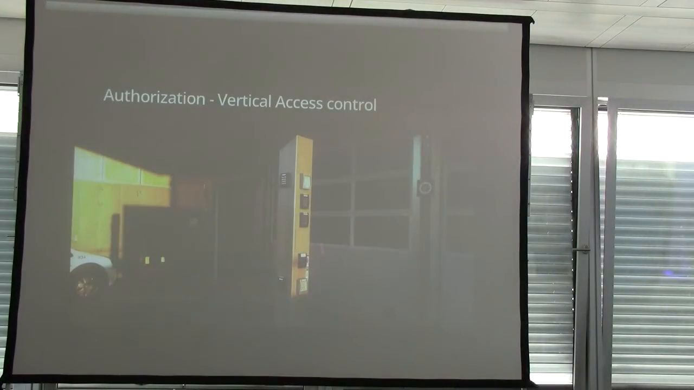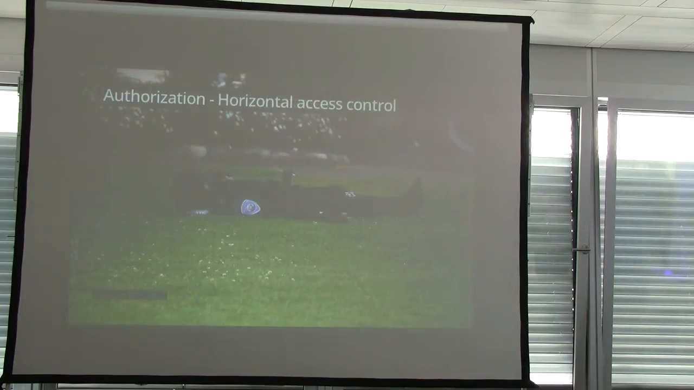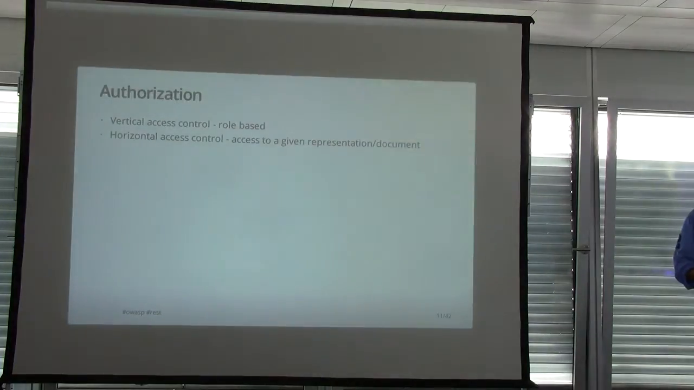Then there's authorization. So this is an example of vertical access control. I'm not sure how many card readers there are in this poll. There's quite a few. And this is horizontal access control. The difference is, of course, that the vertical access control is role-based. So are you an admin, you're allowed to do this. Are you a normal user, you're allowed to do this.